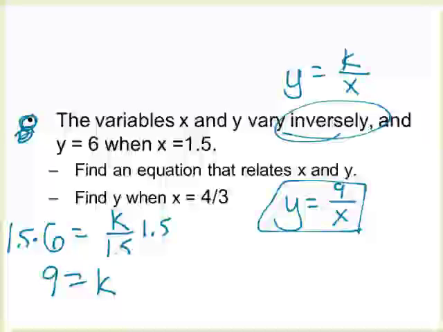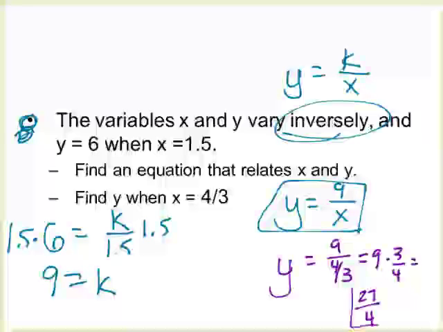Then part B says, now that we have the relationship established, find a new answer. What about if we plug in 4/3 for x? What would we get for y? What's the same as dividing by a fraction? Multiplying by the reciprocal. So this is the same as 9 times 3/4, which would be 27 over 4, or you could give the decimal form of 6.75 as well.